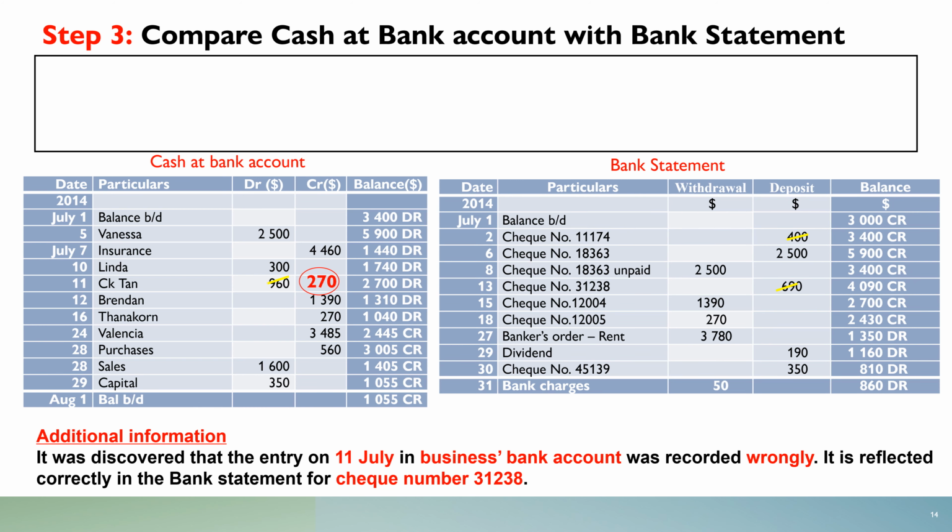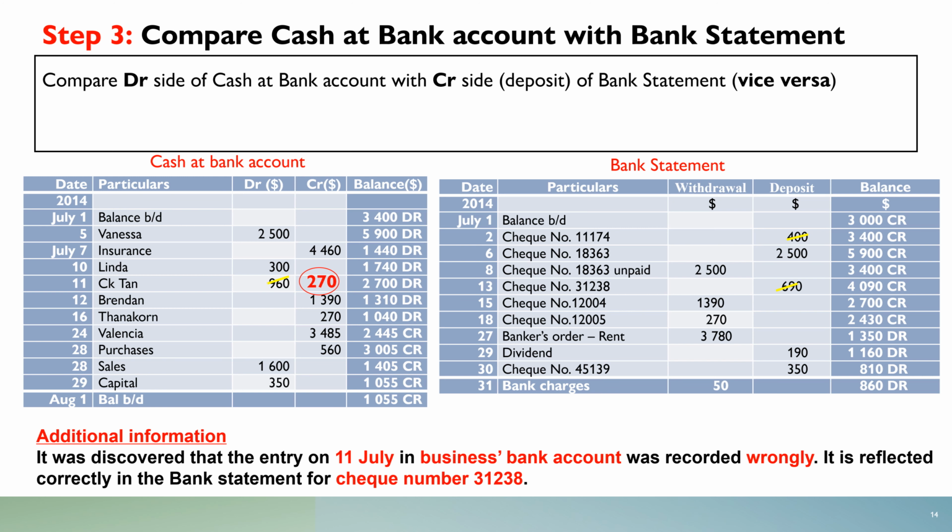Okay, step 3. Compare cash at bank account with bank statement. What shall we do? We need to compare the debit column of the cash at bank account with the credit column of the bank statement. Remember, they are opposite to one another. So we have to compare the debit side of the cash at bank with the credit side of the bank statement. Vice versa, the credit side of the cash at bank account will have to be compared against the debit side of the bank statement. What do we do? Cancel figures that are found in both the cash at bank account and the bank statement.